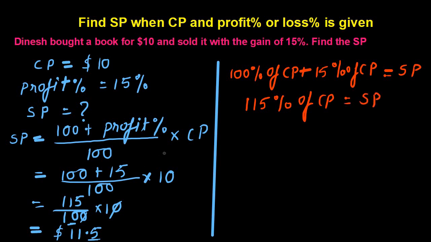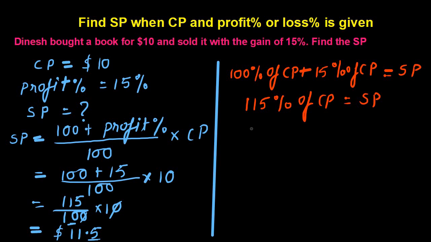If it was a loss, then we would do 100 minus 15, because you are reducing the value. When you get a loss, that means you are reducing the value. But right now this is a gain. I will take one more example where there is a loss. So let's first deal with this.